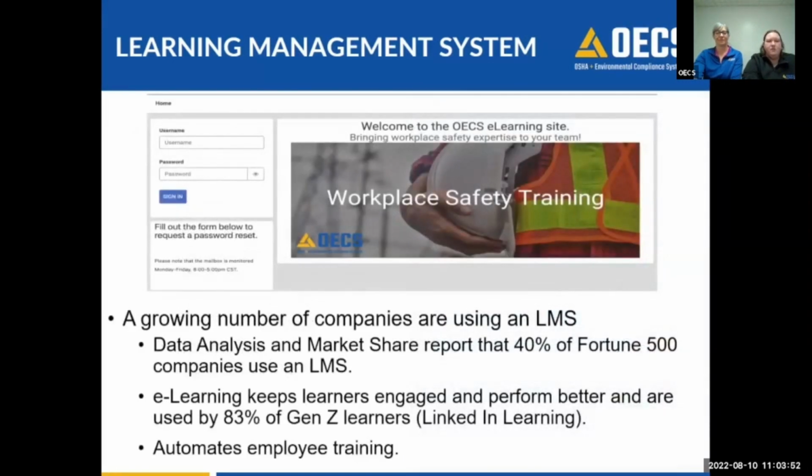So a growing number of companies are using an LMS. Data analysis and market share report that 40% of the Fortune 500 companies are using an LMS. So what does that mean? That means people are using online training to have their employees be engaged in getting the training they need. And now it's not just safety training. Some companies might use it for their HR compliance training as well. And e-learnings are things that are trainings that are happening quickly and are really moving up. 83% of Gen Z learners are engaged in e-learnings and are performing a lot better because of them.